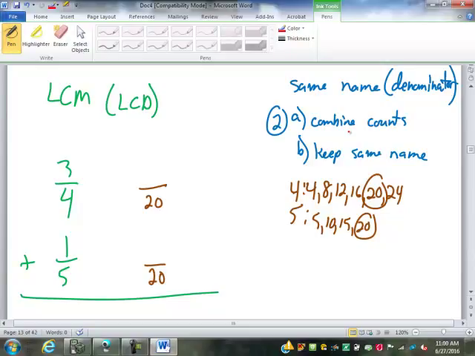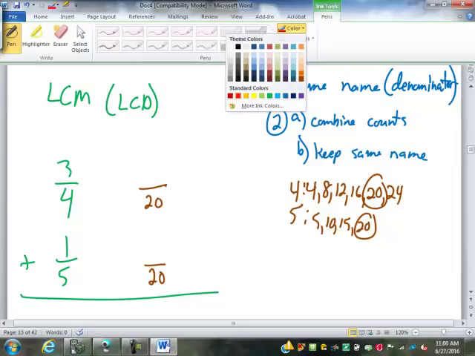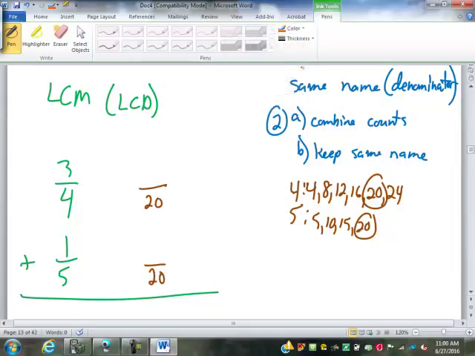A third option, if you don't care if you get the least one, just as long as you get a common denominator, which actually is okay. You don't have to have the smallest common denominator. You could just multiply the two denominators, 4 times 5. In this case, that gives you the smallest one of 20. So anyway, back to this problem. We decided our common denominator was 20, so we're going to change them to 20s.